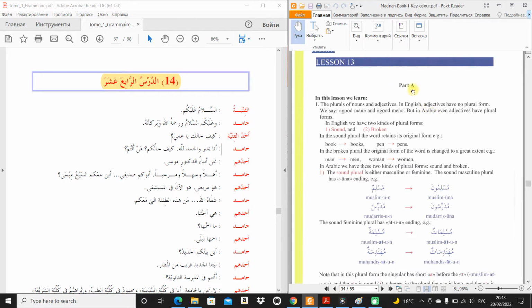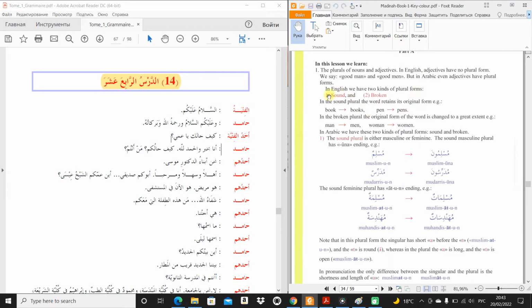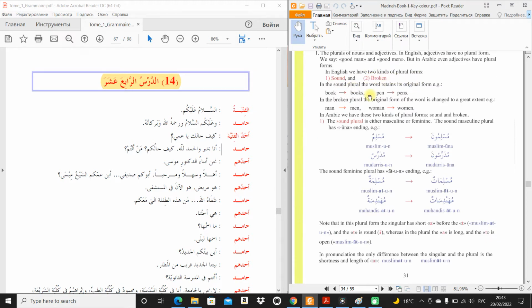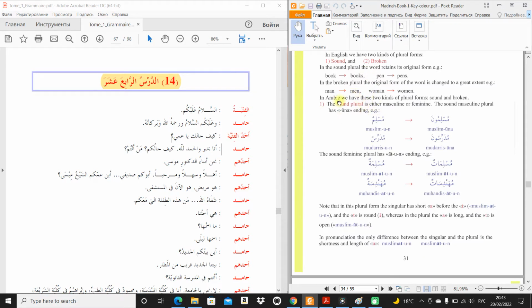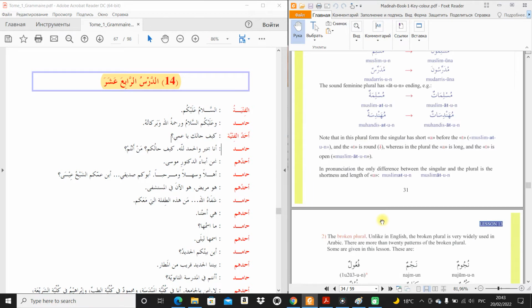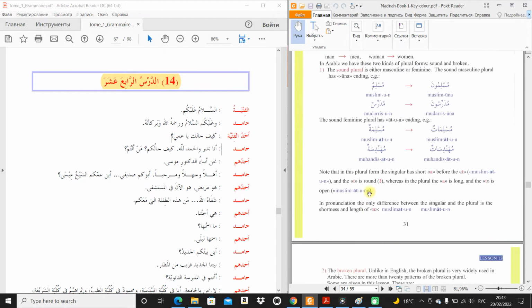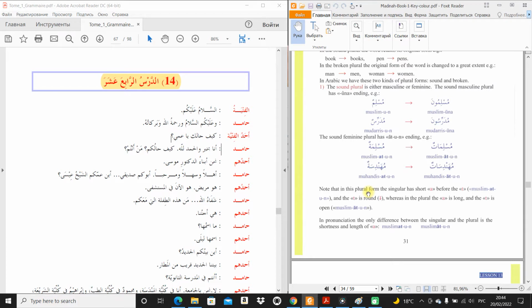Well, in part A, we learned a lot of stuff about plural. Plural forms are either sound or broken, just like in the English language. But there is a difference, as I said, that the sound plural in the Arabic language accounts for only maybe 10% of the words, and the broken plural accounts for the rest, 90% of the words. That's something that you have to overcome.